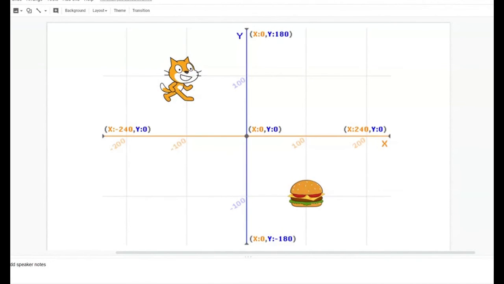This is what the coordinate grid looks like in Scratch. We are now able to tell exactly where the sprites are on the background based on their coordinates on the coordinate grid. For instance, the cat sprite is in quadrant 2. He's in a positive y, negative x quadrant. So when we write it out, x comma y, it would look like this. So he's at negative 100 x, positive 100 y.